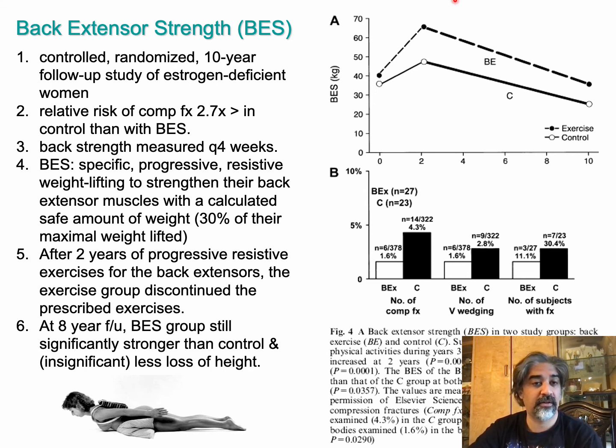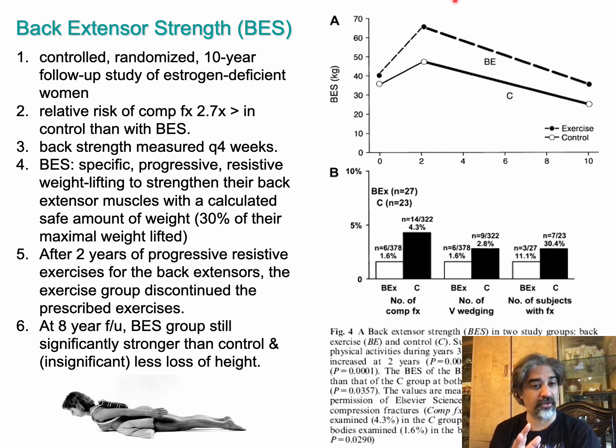But here's a 10-year controlled randomized follow-up study of estrogen-deficient women, and the relative risk of compression fracture was 2.7 times greater in the control than in the ones that did a back extension strengthening program. So the back strength was measured every 4 weeks, and the program was basically specific progressive resistive weightlifting to strengthen their back extensor muscles with a calculated safe amount of weight, which was 30% of their maximal weight lifted.